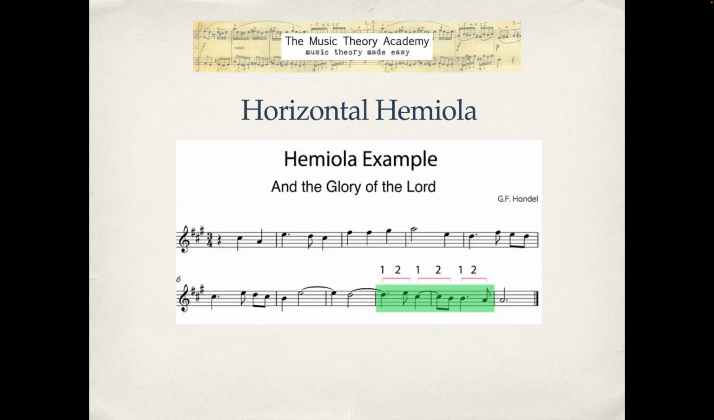This is a very famous example from Handel's And the Glory of the Lord, taken from his Messiah. Have a listen to this. This is the introduction before the vocalists come in.